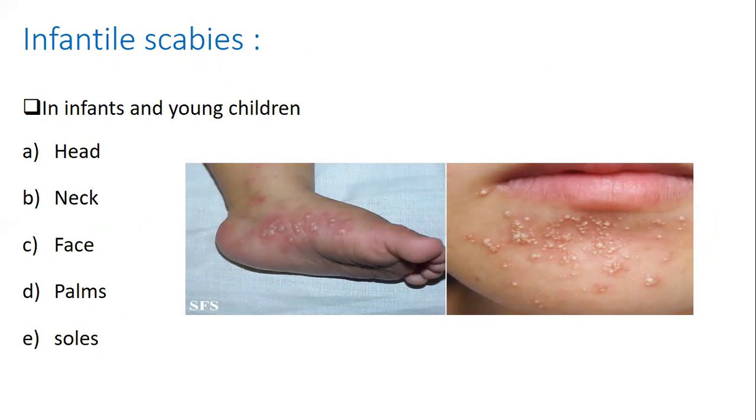Infantile scabies is seen in infants and young children. Here they present with papules or vesiculopustules, commonly seen in areas like the head, neck, face, palms, and soles.